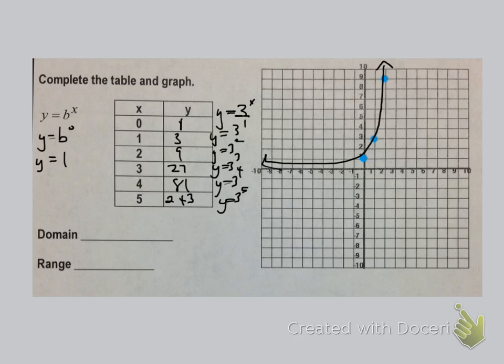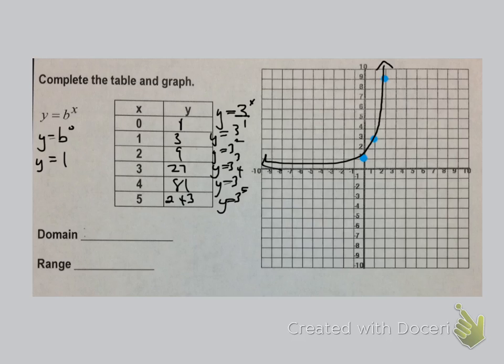Very good. What's my domain? All the x values. Now, let me give you a hint that was not put on these notes. Exponential functions will never cross the x-axis. That means you'll never have a y that is negative.